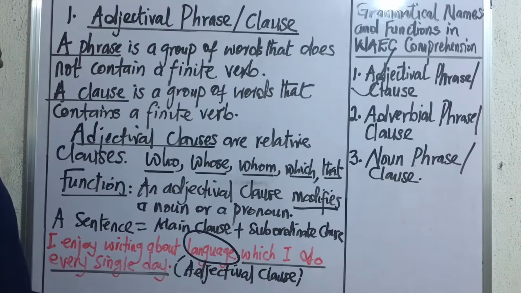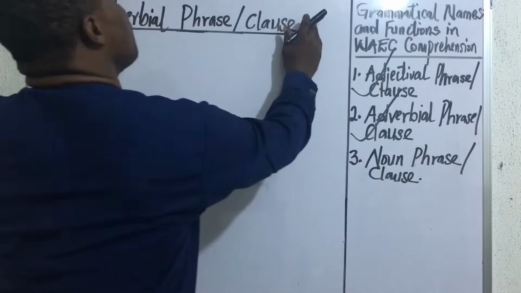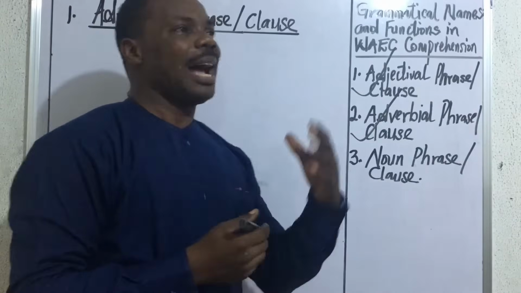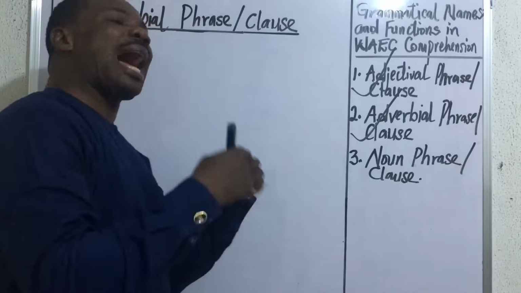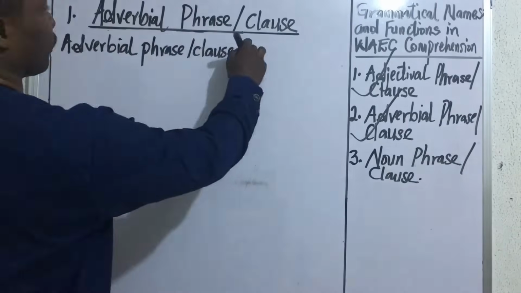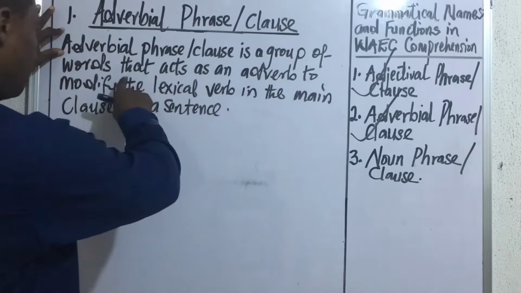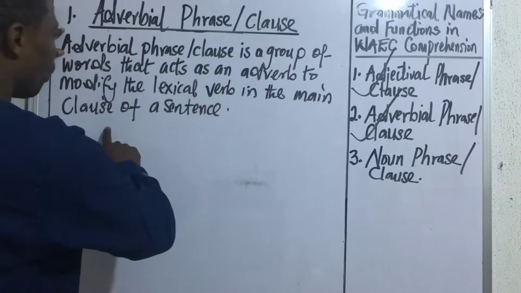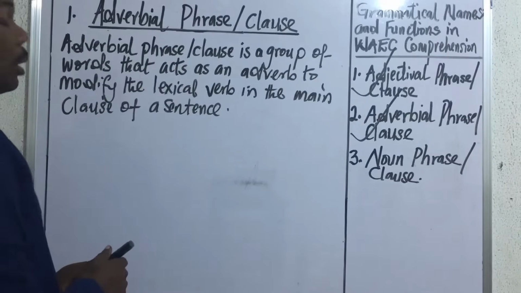So, let's now move forward to adverbial phrases slash clauses. What are adverbial phrases and adverbial clauses? An adverbial phrase or adverbial clause is a clause that acts as an adverb to modify the lexical verb that is in the main clause. An adverbial phrase or clause is a group of words that acts as an adverb to modify the lexical verb in the main clause of a sentence. So that is the definition of adverbial phrase or clause.